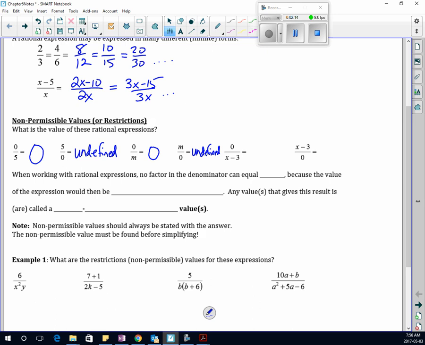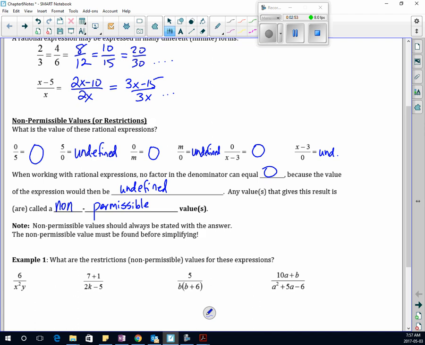0 divided by x minus 3 is 0, provided that x doesn't equal 3. And x minus 3 divided by 0, of course, is undefined. So the biggest thing you have to worry about is that you cannot have a denominator that equals 0, because the value of the expression would then be undefined. Any value that gives this result is called a non-permissible value. Non-permissible values should always be stated with the answer.